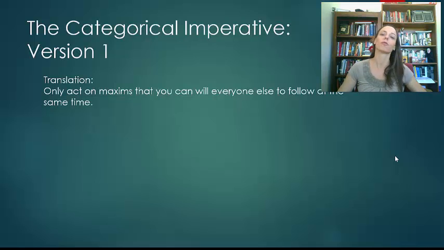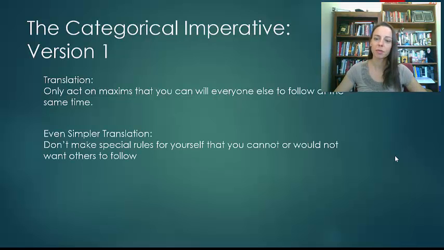In other words, when I'm making a rule of thumb for myself, let's say to go back to the example of cheating on the test, I should only do that if I can will that everyone else also cheats on the test at the same time. So an even simpler translation would be that you don't get to make special rules for yourself that you can't actually do if everyone else is doing it too, or that you wouldn't want everyone else to also do. So if I'm cheating on a test, it actually becomes impossible for me to do that if everyone else is also cheating off their neighbor on the test.